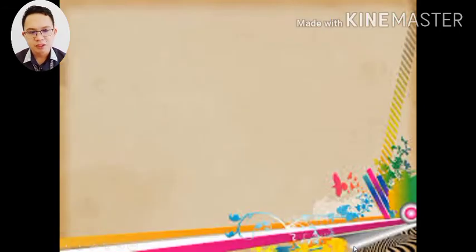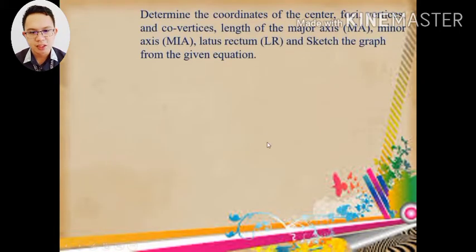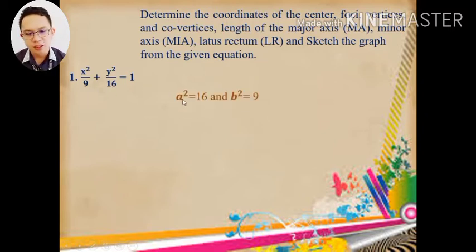So para mas maintindihan, let's proceed on examples. So in this case, determine the coordinates of the center, foci, vertices, co-vertices, length of the major axis or MA, minor axis or MIA, latus rectum, LR, and sketch the graph from the given equation. Equation number 1, we have x squared over 9 plus y squared over 16 is equal to 1. So, the value of a squared here is 16 kasi mas malaki si 16 kumpara kay b squared which is 9.